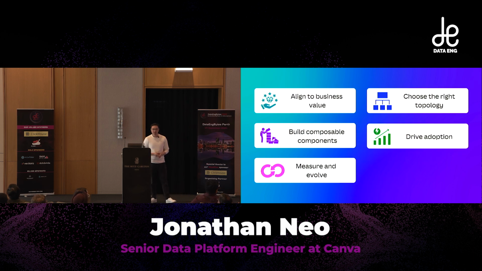I just want to recap now the 5 principles. The first is to align to business value. So don't build golden toilets. Let's build something that aligns to business value. Second is to choose the right topology. So yes, mesh is cool, mesh is sexy, but mesh may not be right for you. Build composable components. So think about the building blocks and the primitives and create interfaces for your users to have both. Number 4 is to drive adoption. How do you do that? You can use the carrot or you can use the stick. And number 5 is measure and evolve.